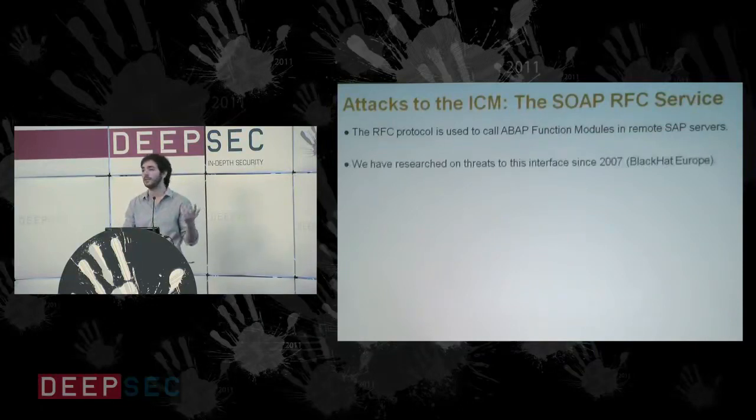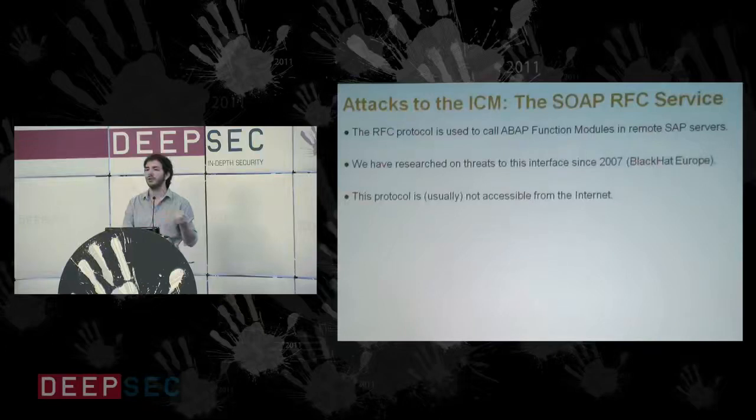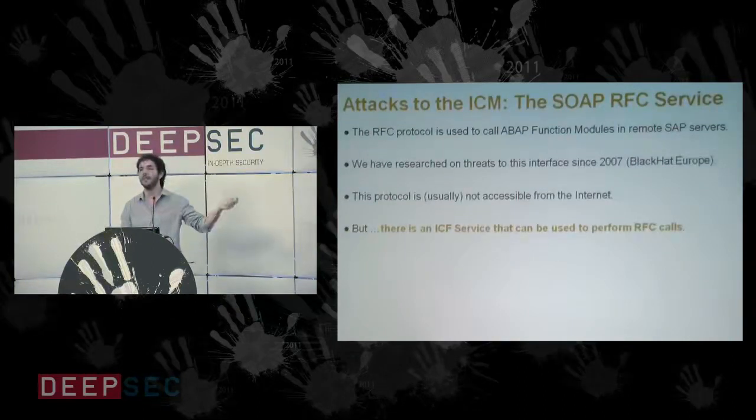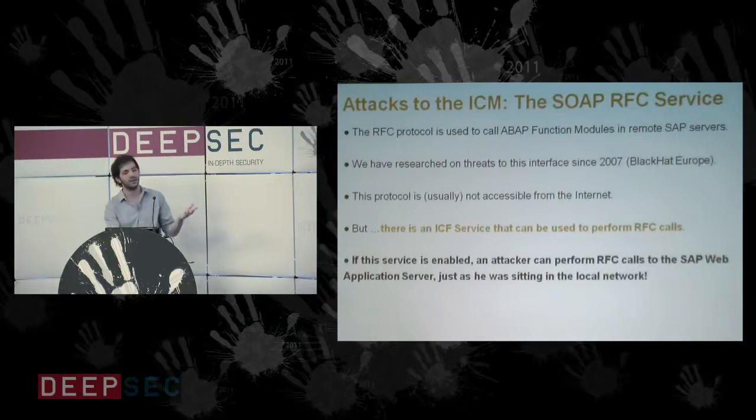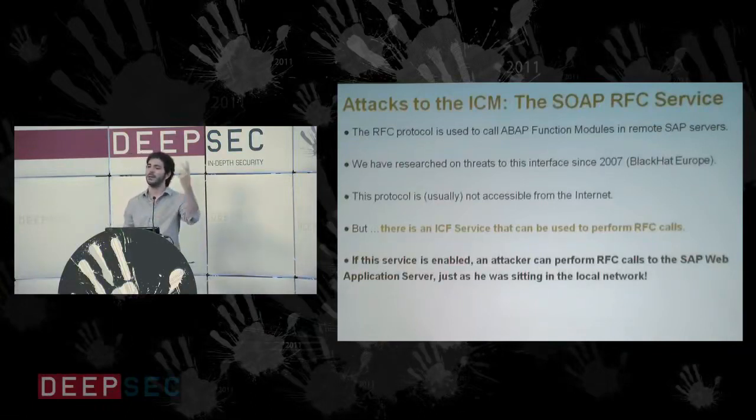This is what we presented in our first presentation at Black Hat, and here at DeepSec we presented a lot of threats to this interface and a lot of ways an attacker can exploit weaknesses in it. But from an external point of view, this protocol is not usually accessible from the internet, right? However, there is an ICF service that can be used to perform RFC calls. If this service is enabled, which it usually is, an attacker can perform RFC calls to the web application server just as if he was sitting in the local network. That's why I told you about this paradigm of being external but having the internal power, from an attacker's point of view.